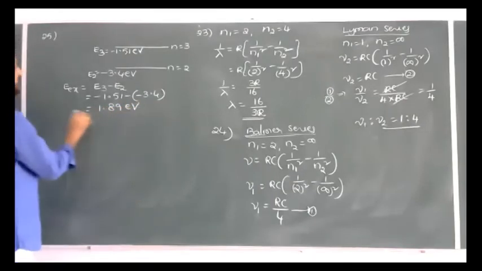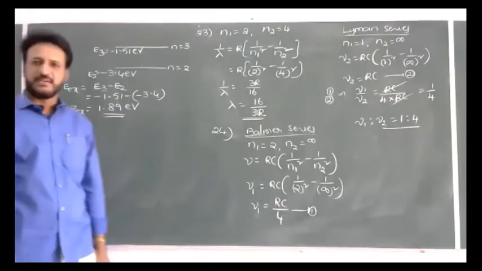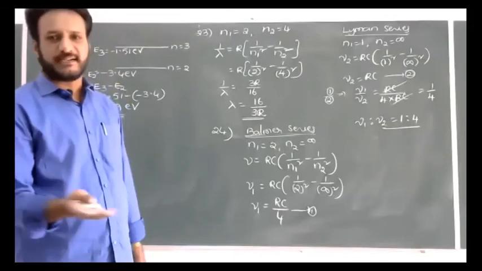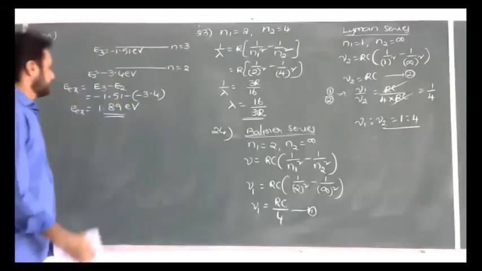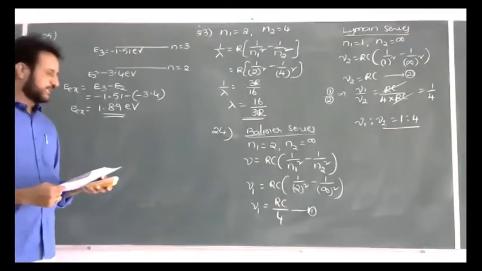1.89 electron volt is required. It is the minimum amount of energy required to take the electron from the second orbit to the third orbit. That's the answer. So check the option. Question number 25, fourth option correct.